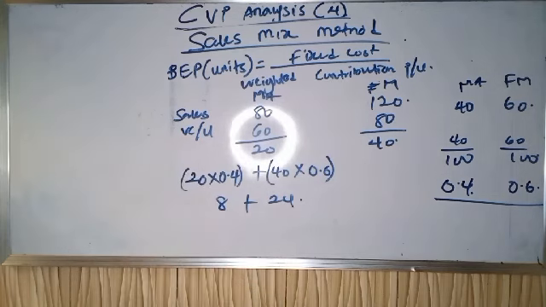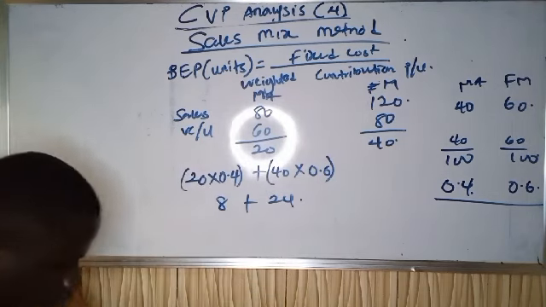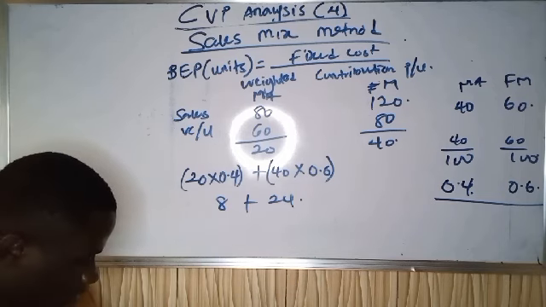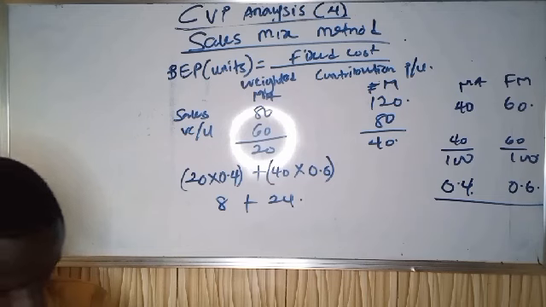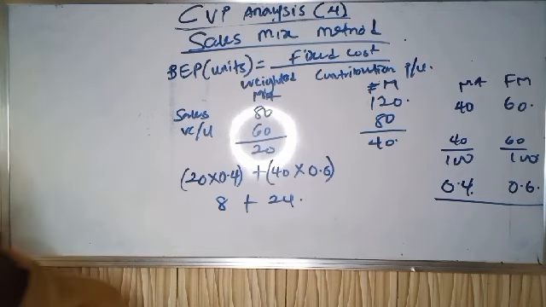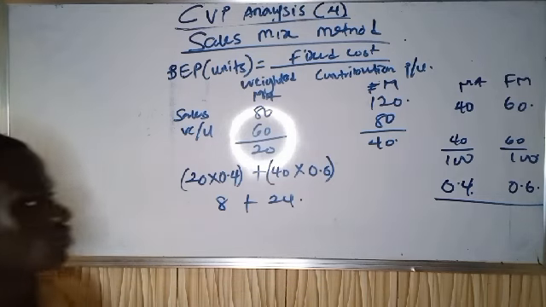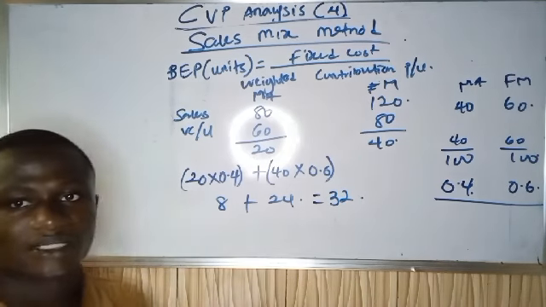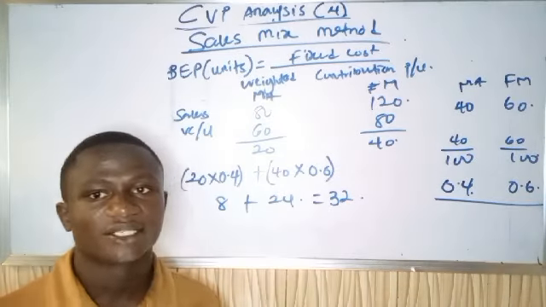Please let me confirm. So 20 multiplied by 0.4, that's 8, and 40 multiplied by 0.6, that's 24. So 24 plus 8, that will be 32. So our weighted contribution is 32. That is how you get your weighted contribution.